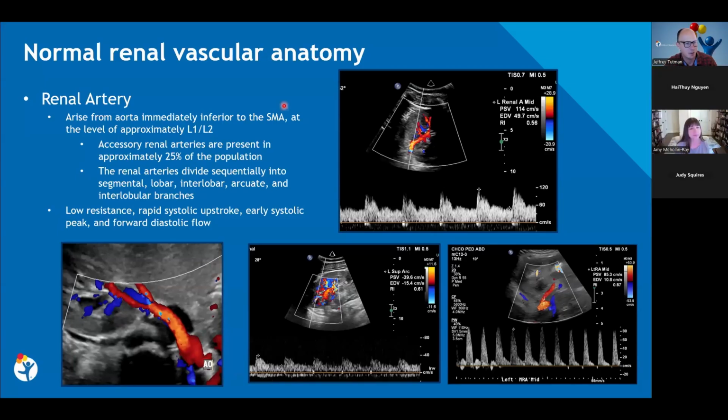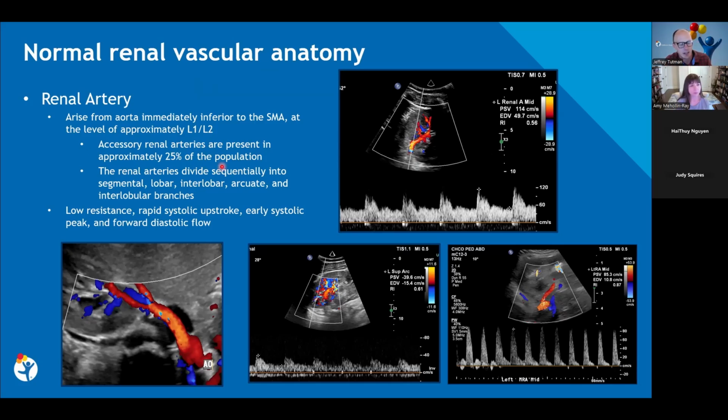First, I just wanted to cover basic renal vascular anatomy. We'll talk about the renal arteries and veins. The arteries typically come off just inferior to the SMA, about the level of L1, L2. About 25% of people will have an accessory renal artery. This is really important to consider, especially in the setting of renal artery stenosis.